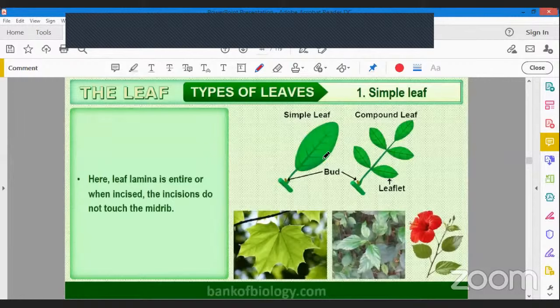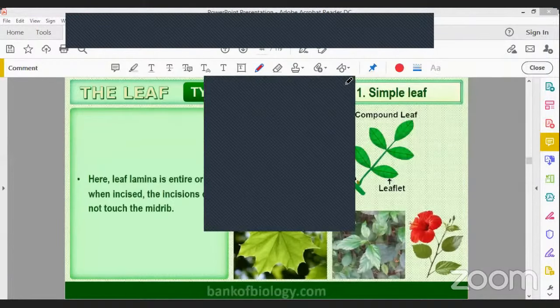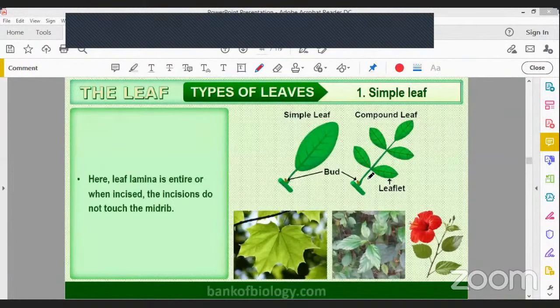So that is called as a simple leaf. Take it down, students.